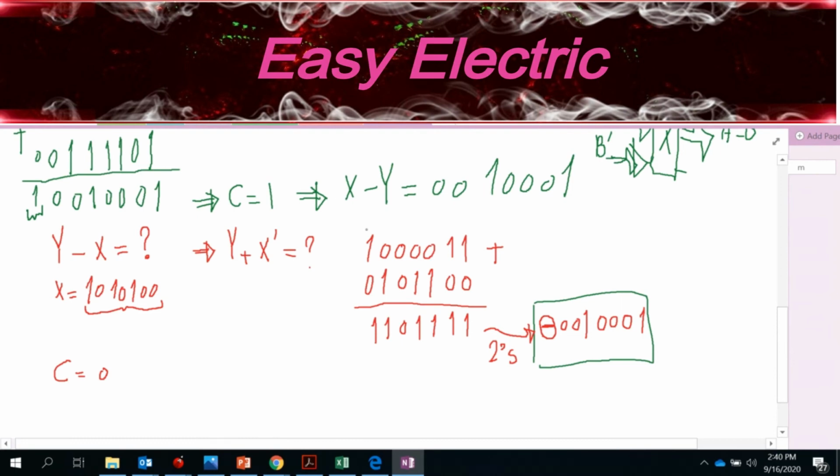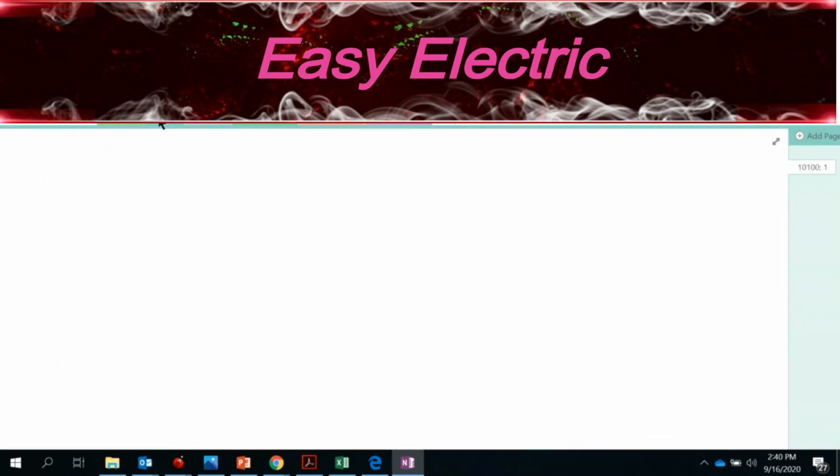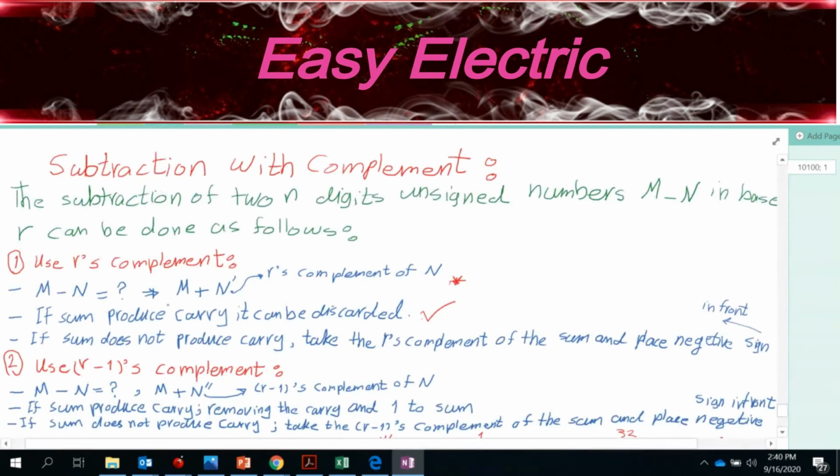So this is the same story. x minus y is this. y minus x should be the negative of the same number, right? So it shows that whatever we learned here definitely works. So see what we have in the notes. You just need to follow what you have here, okay?